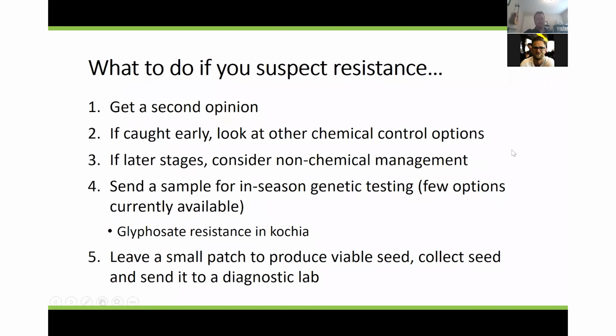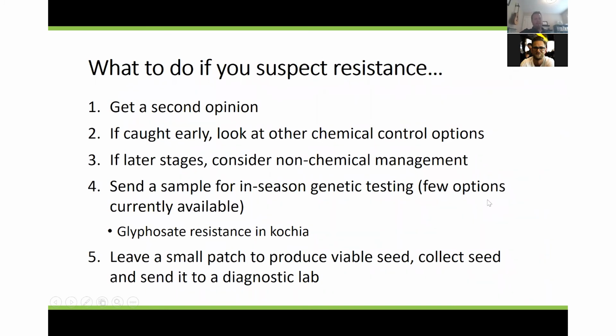So that could look like coming in and mowing the population. If say you only have small areas of the field or small patches that you suspect are resistant. So coming in and mowing those areas, or say clipping if the weed seeds are above the crop canopy, depending on the crop and the weed species.